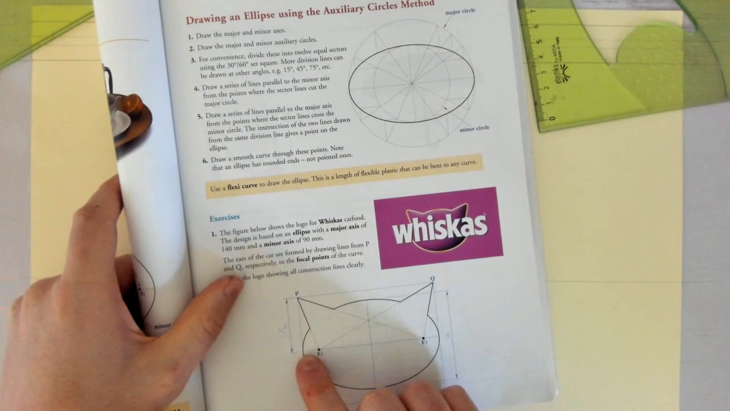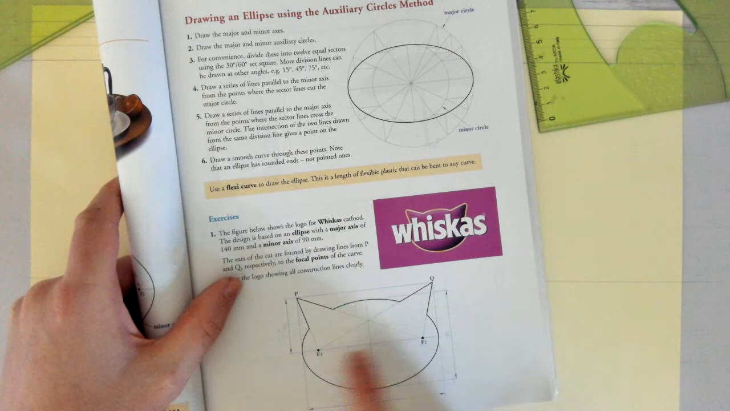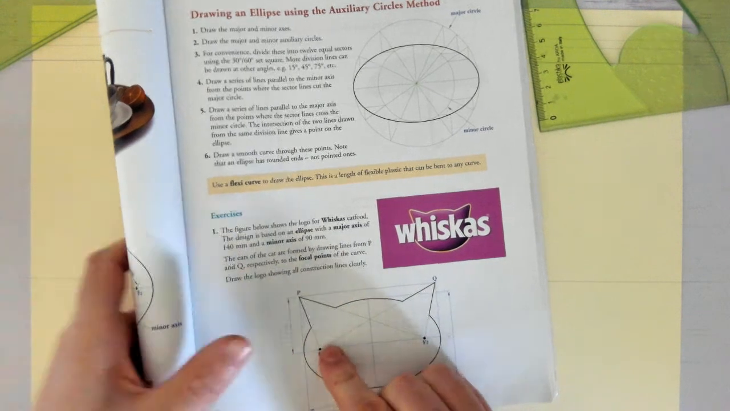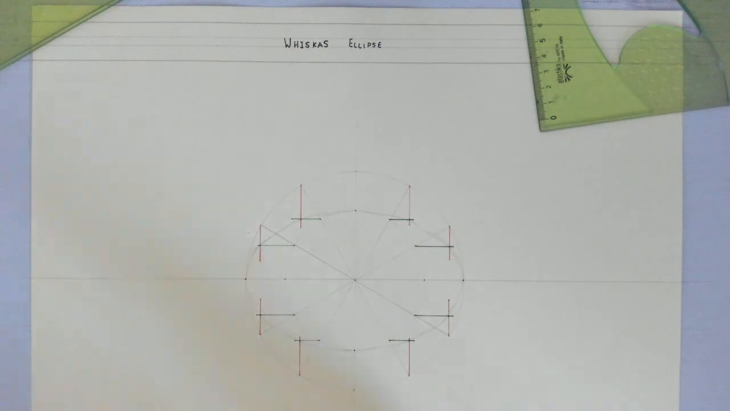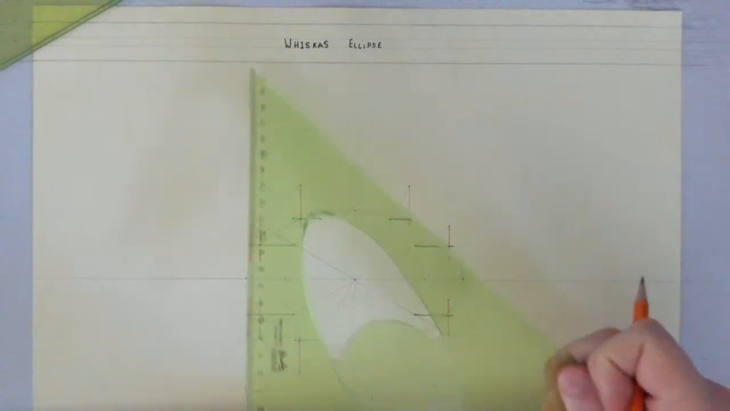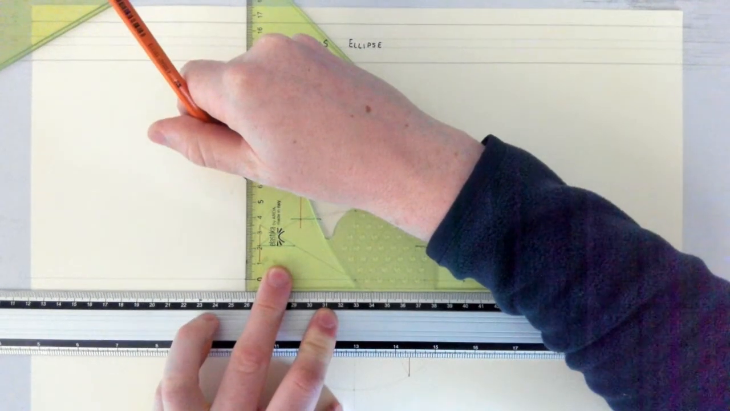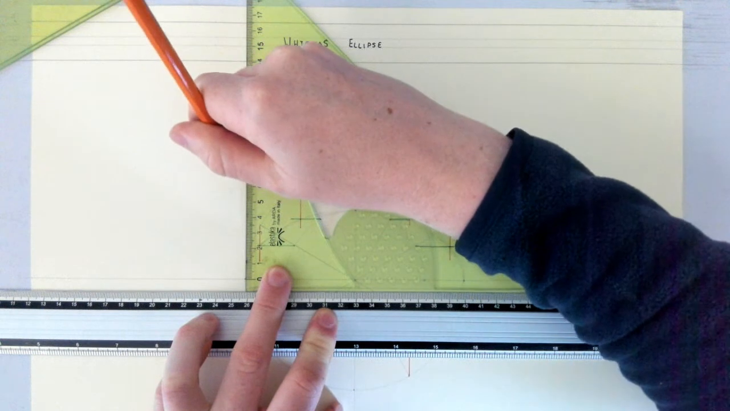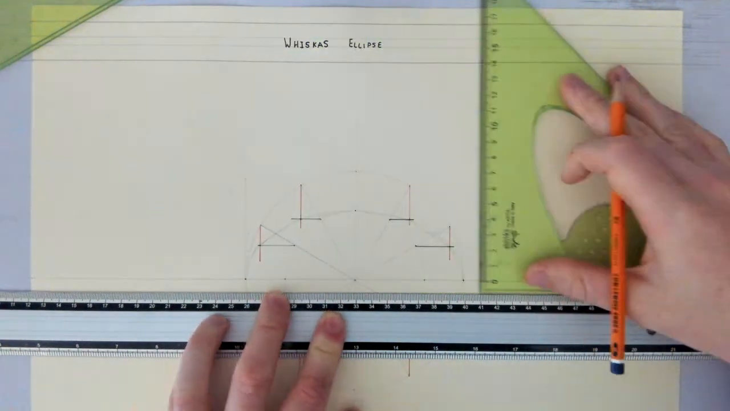So point P is 65 mil above either edge of the ellipse. Okay. So from here, I'm going to measure straight up 65 mil. And do the exact same over this side.